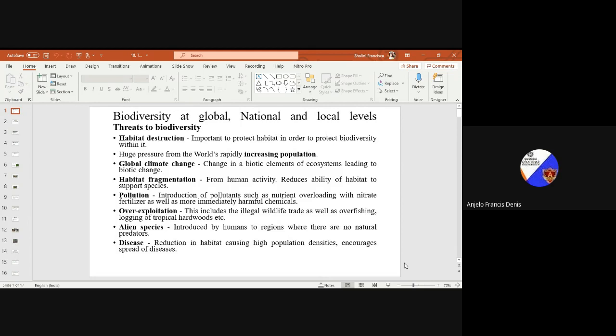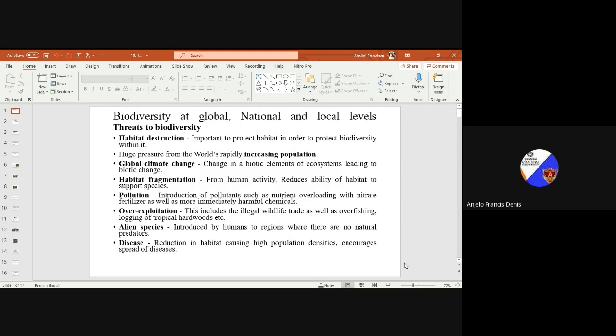Overexploitation includes the illegal wildlife trade as well as overfishing, logging, overexploitation of land resources, overexploitation of water resources, surface as well as groundwater resources. Then the next one is alien species.